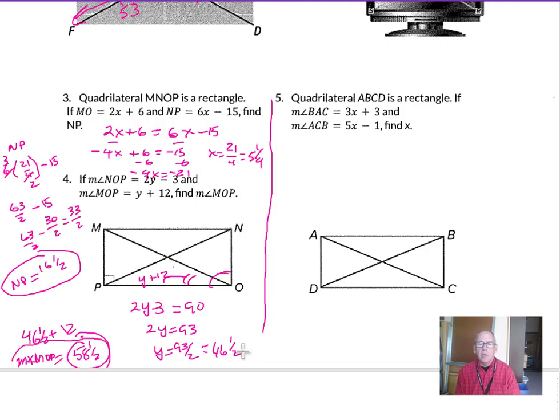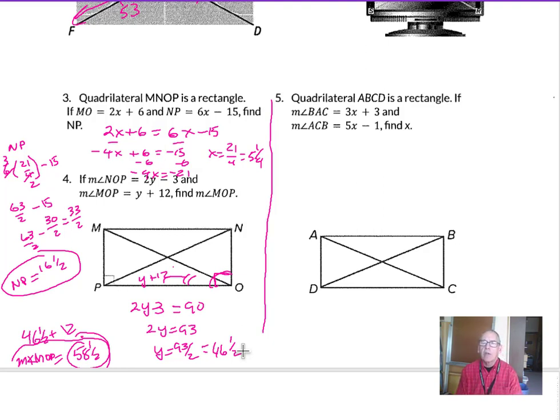So we had to use the idea that because it's a rectangle, it's got a right angle, they gave us another way of expressing the right angle so we could solve for y. And once we got that, we could plug it into the equation for angle MOP and find out what its measure was. Okay, let's look at number 5.